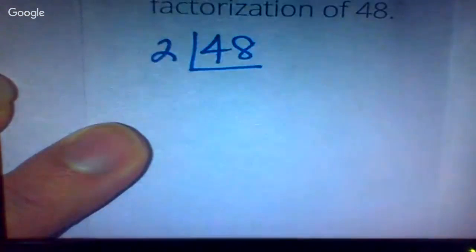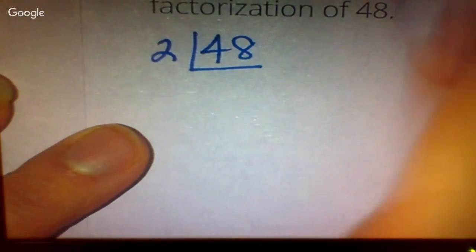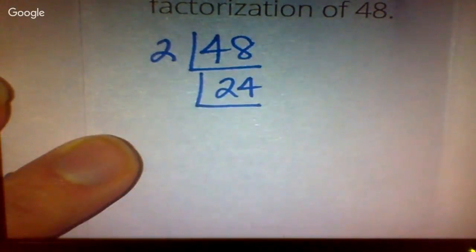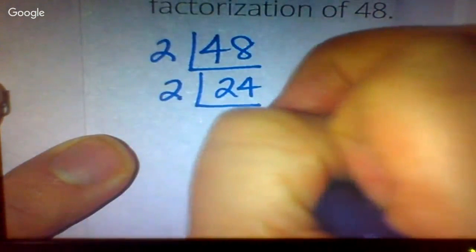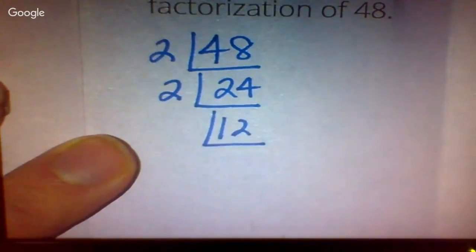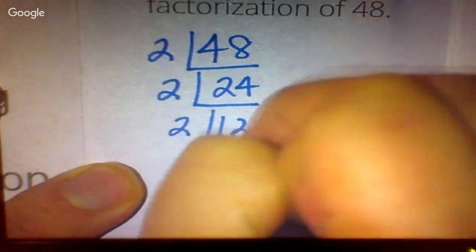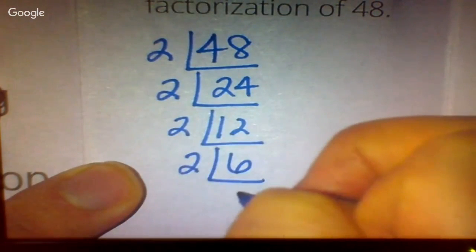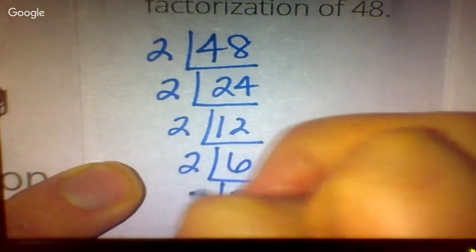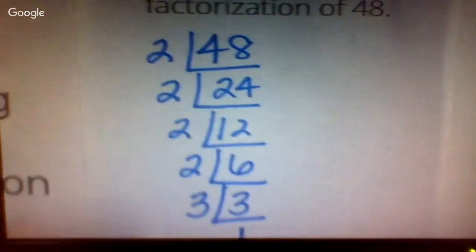Find the prime factorization of 48. What's the smallest prime number that goes into 48? 2. It's even. When I divide 48 by 2, I'm left with 24. What goes into 24? 2. And that leaves me with 12. What goes into 12? 2. And that leaves me with 6. 2 again. That leaves me with 3, and finally, 3. And it leaves me with 1.